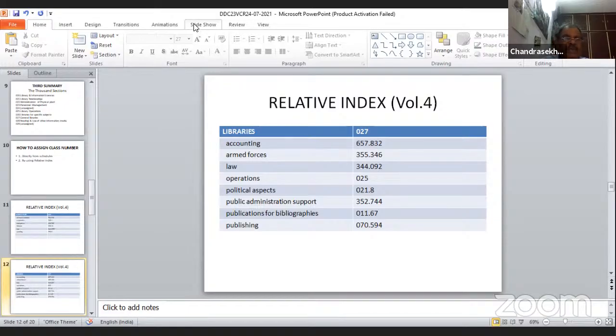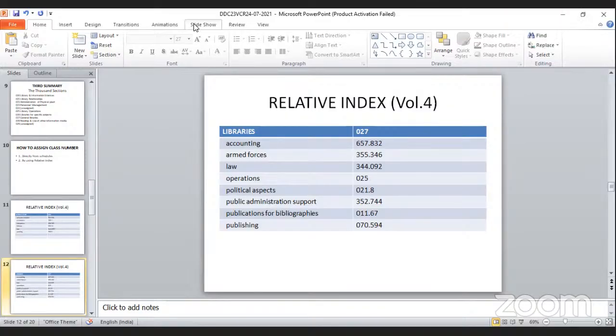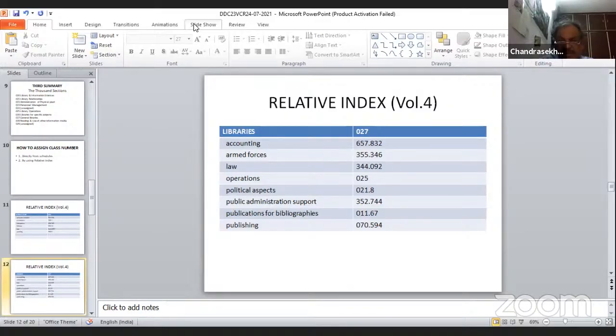So you have to check when there is a compound subject, that means two subject areas combined, where it goes. You check under publishing, maybe you will get a publishing number, but if it is related to libraries, then you have to see that both aspects are there. If you check under libraries and publication is a sub-area, then you take that number. After practicing, you will learn about these things.